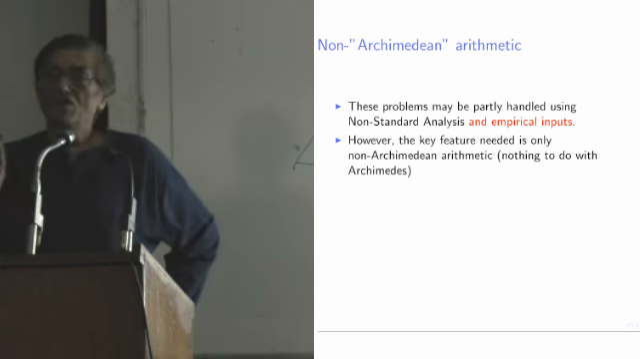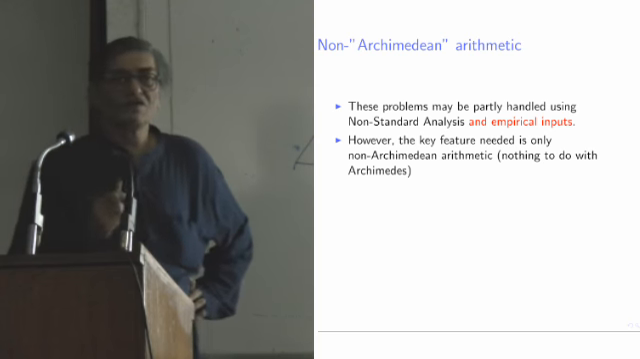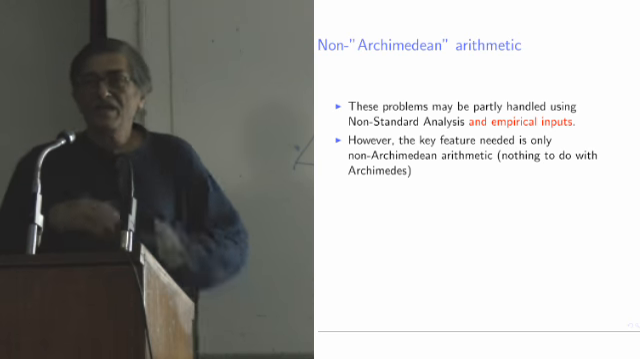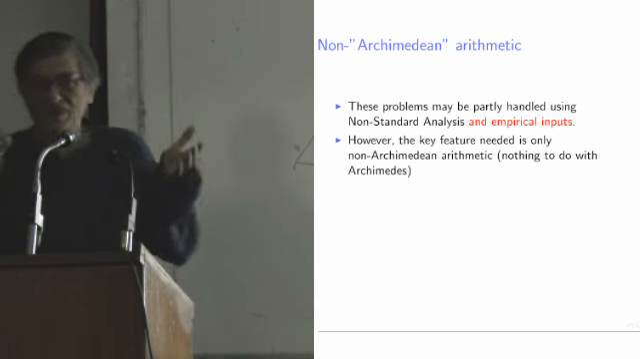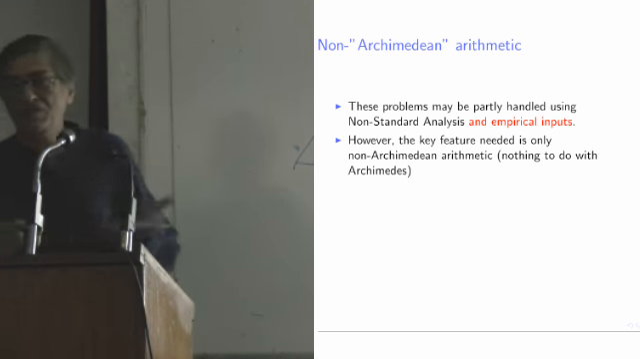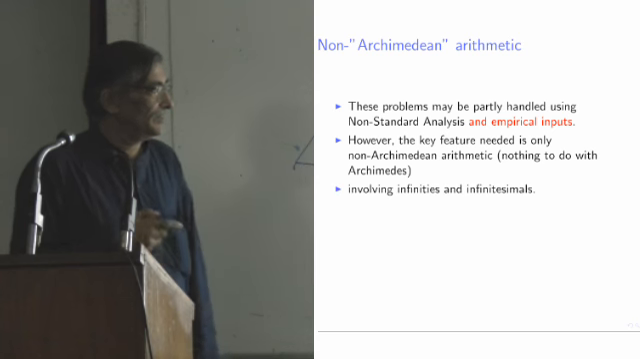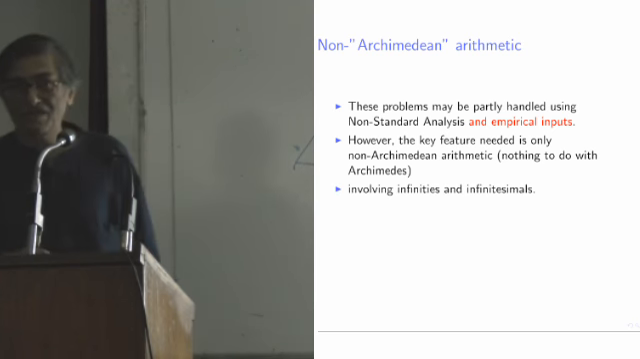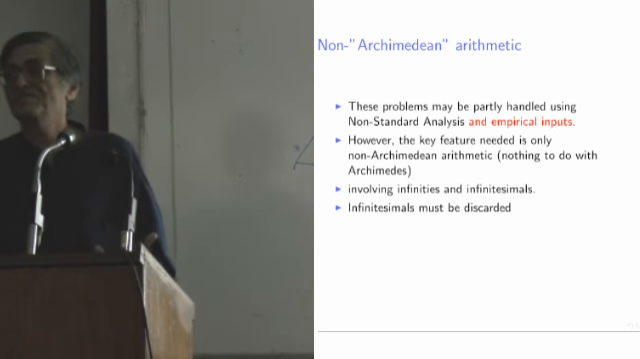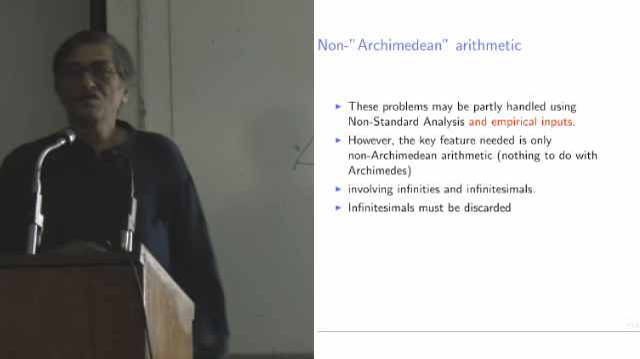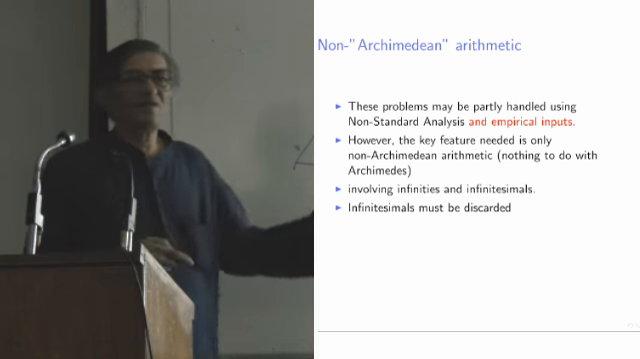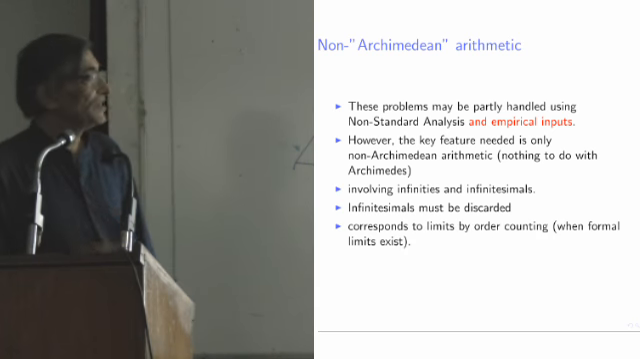But what do you need? You don't need non-standard analysis. All that you need is what is called non-Archimedean arithmetic, where you have infinities and infinitesimals. Formally speaking, any ordered field larger than the real numbers will be non-Archimedean, because being Archimedean is a characteristic property of the real numbers. Therefore, it will have infinities and infinitesimals. And then you don't have limits. You have to discard infinitesimals. So 1 by n, you say when n becomes infinite, you get an infinitesimal, but you don't have a limit as 0. So you have to discard infinitesimals.